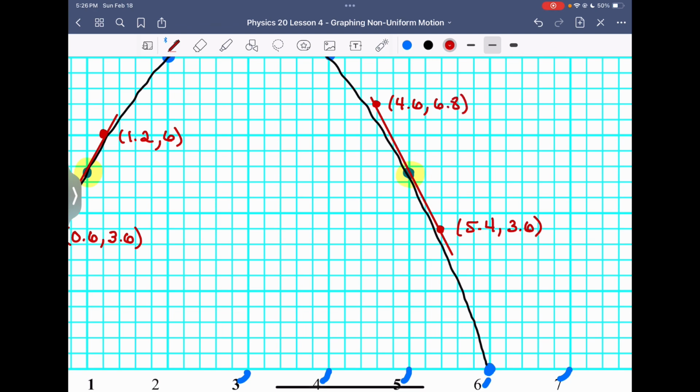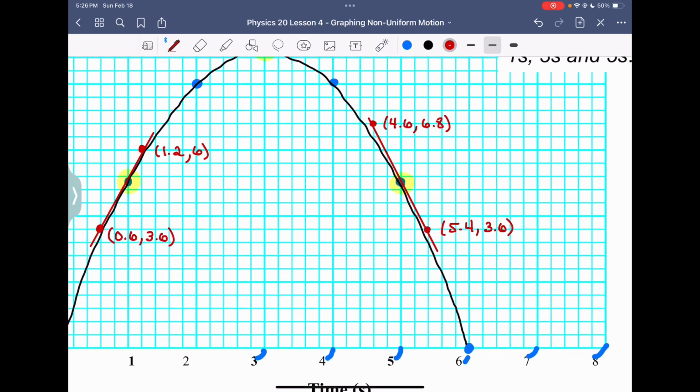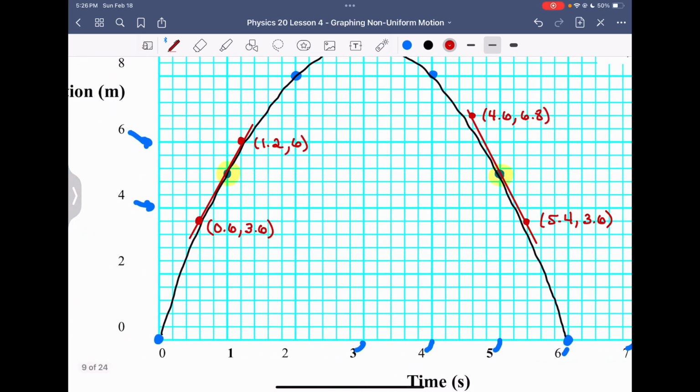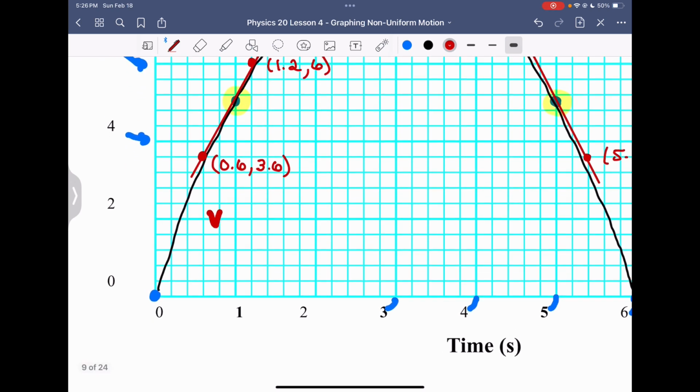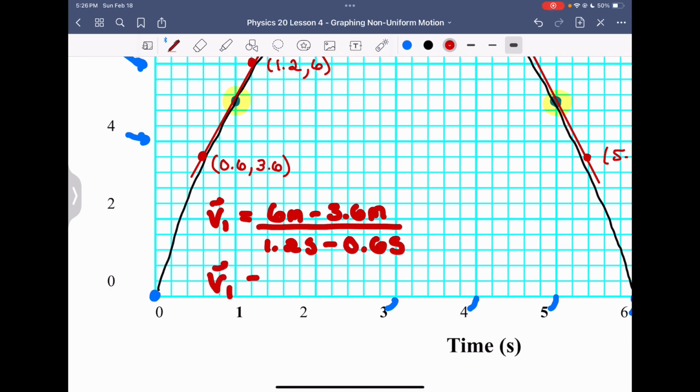Okay, let's figure out what the slopes of these are. So calculating the slopes, I'm going to look at this one here and say, for the first one, let's do all the algebra, maybe in the low part of the graph here. So I'm going to say velocity number 1, remember, because we're talking about velocities, not m's anymore, using that type of notation. Velocity 1 is equal to 6 meters minus 3.6 meters divided by the 1.2 seconds minus 0.6 seconds. Okay, let's figure out what this math ends up working out to.